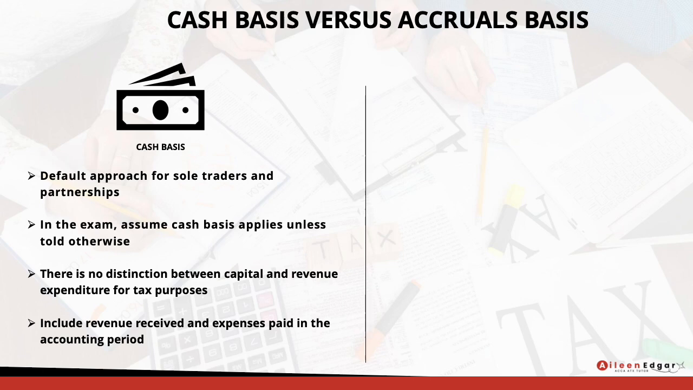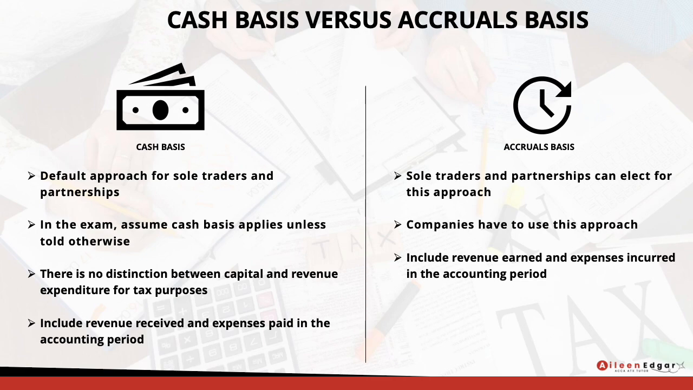If instead of using the cash basis, a trader was using the accruals basis, then the approach to arriving at the taxable trading profits would be quite different. Sole traders and partnerships can elect to use the accruals basis if they wish. Companies will need to use the accruals basis. They don't get a choice.